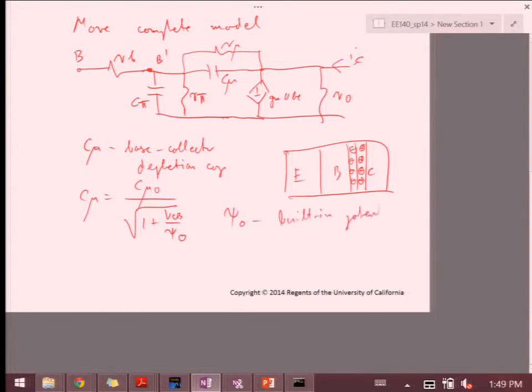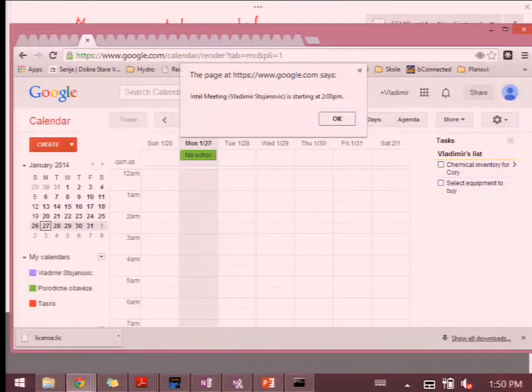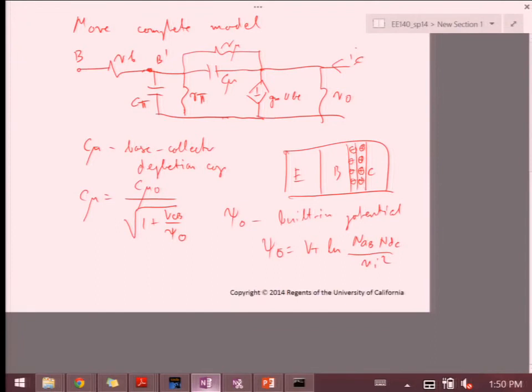And just for completeness, this kind of depends on the acceptors in the base and donors in the collector, and then I squared that. And then also my C mu is kind of proportional to these. These are all standard p-n junction formulas, so just so you have it for completeness.